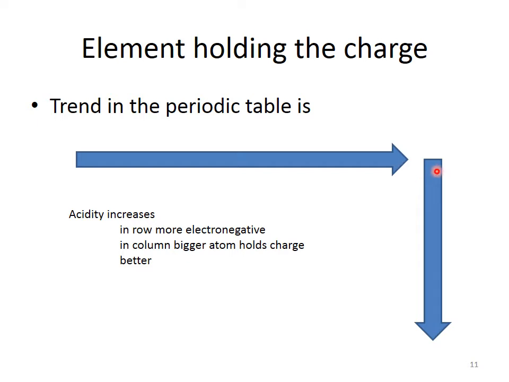In the column, the electronegativity isn't nearly as important as the size of the atom. Small atoms concentrate charge, and large atoms allow it to spread out, and the orbitals in which the electrons are held are big and easily polarizable, so it's a more stable state. So the larger atoms, as you go down, hold charge better. If you have sulfur versus oxygen, oxygen's higher, sulfur's lower, a sulfur-hydrogen bond is more acidic than an oxygen-hydrogen bond.